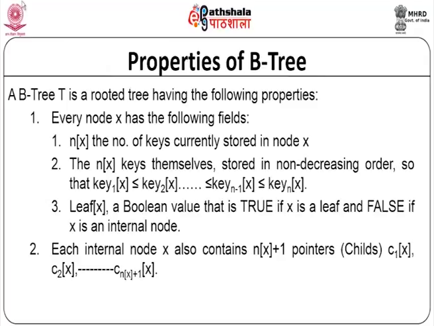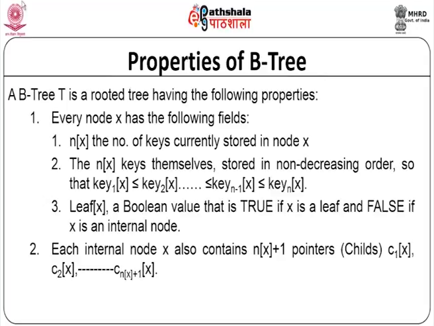It tells you the number of keys in that node, and the keys themselves, of course ordered in ascending order, such that key 1 of x is less than or equal to key 2, less than or equal to key 3, and so on. Leaf also gives an indication, a flag, telling you whether this particular node is an internal node or a leaf node.